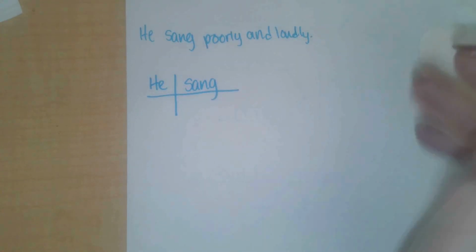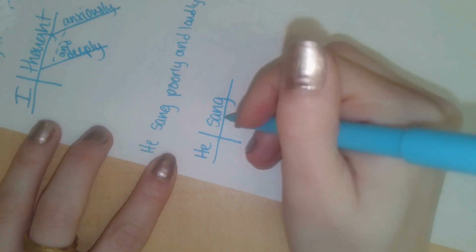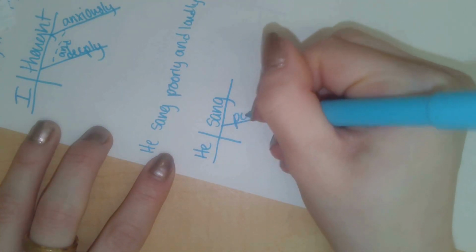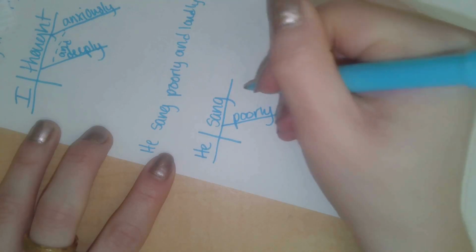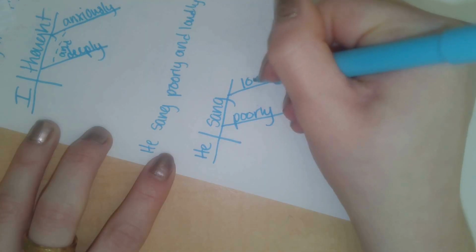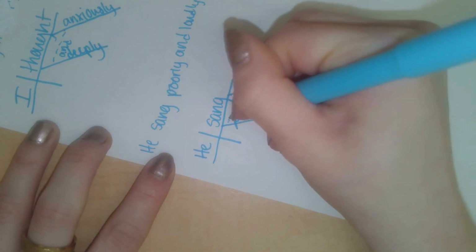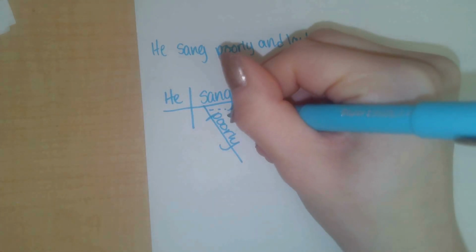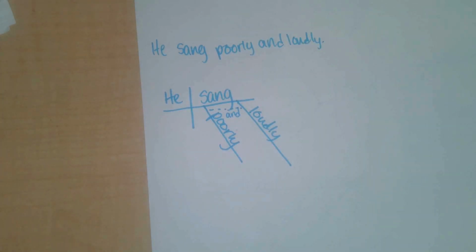Now this one I want you to do on your own. So pause, and now here's the answer. Subject, he's the one doing something. What did he do? He sang. How did he sing? Poorly and loudly. I should have left some more space up here, but mistakes happen. So our conjunction is and. There we go.